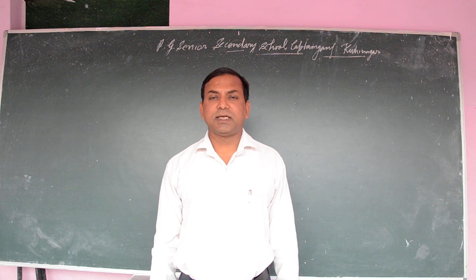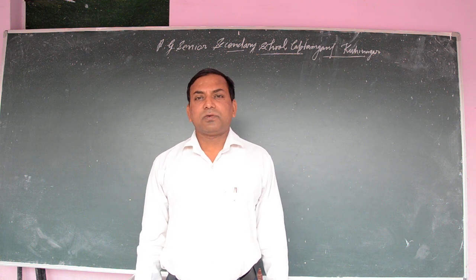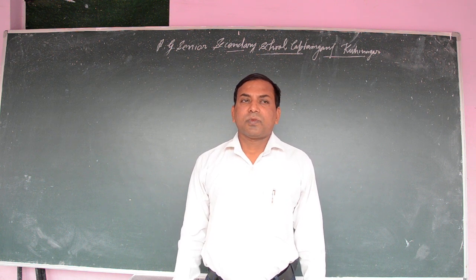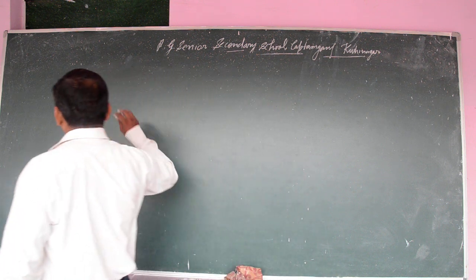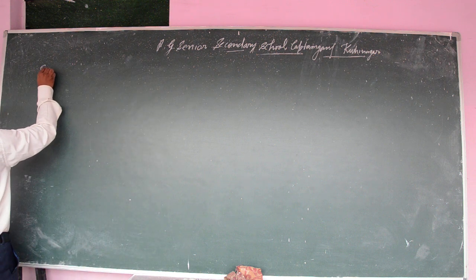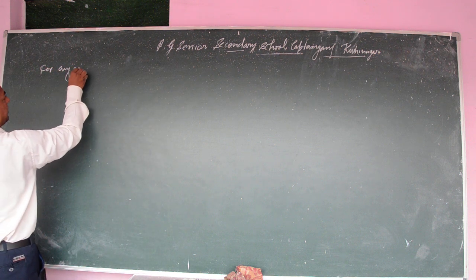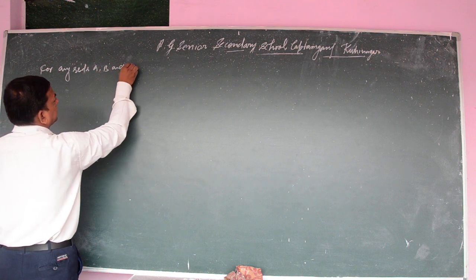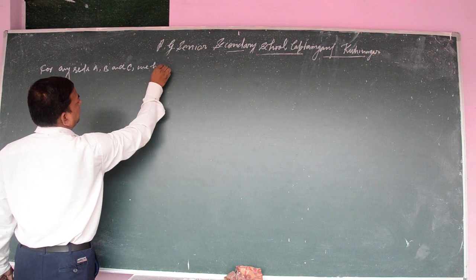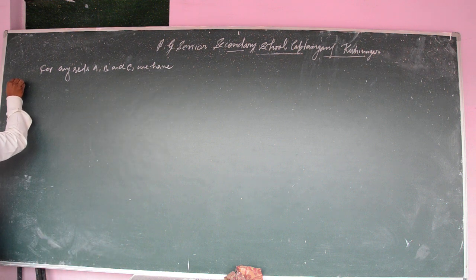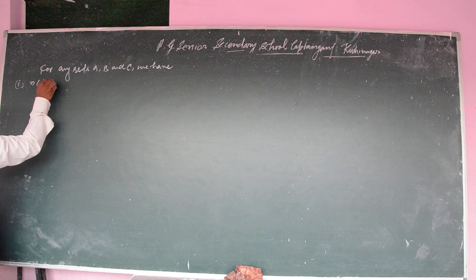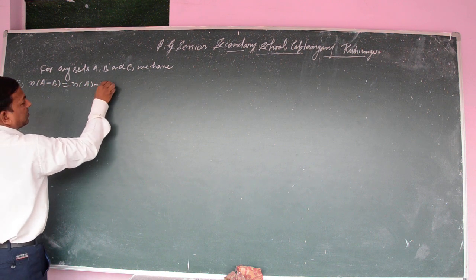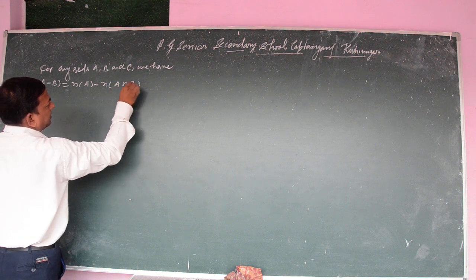Today I am going to teach about derivation of some formulas related to our daily life. For any sets A, B and C, we have, first, cardinal number of A difference B equals cardinal number of A minus cardinal number of A intersection B.